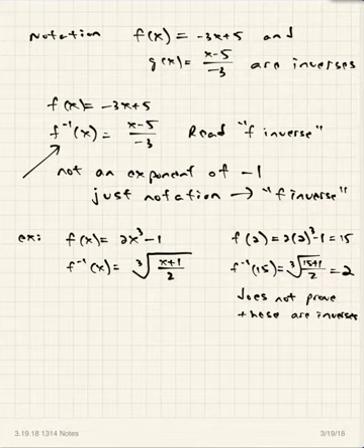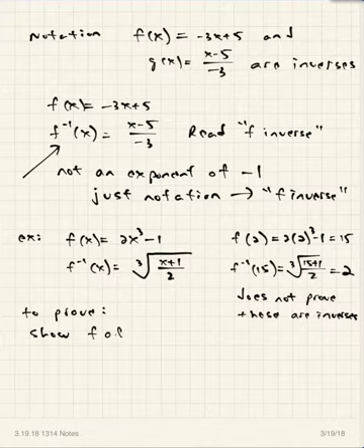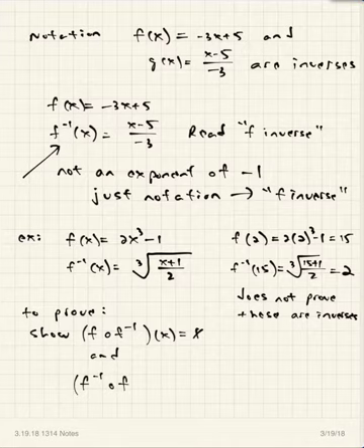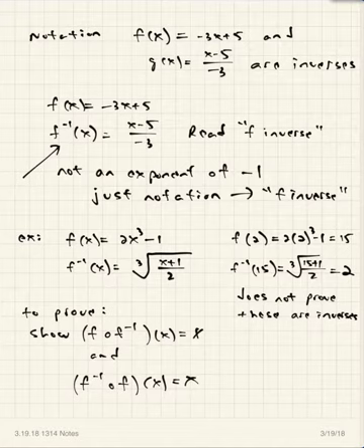Right? To prove it, what would you have to do again? You'd have to use composition. So to prove, show, which we're not going to do here, that f composed with f inverse of x is equal to x. And what else? That f inverse composed with f of x is equal to x, right? You've got to show both of those. Let me make my x's a little bit neater there. X and x. Okay, that's much better. You'd have to show that you'd get x in both cases there.